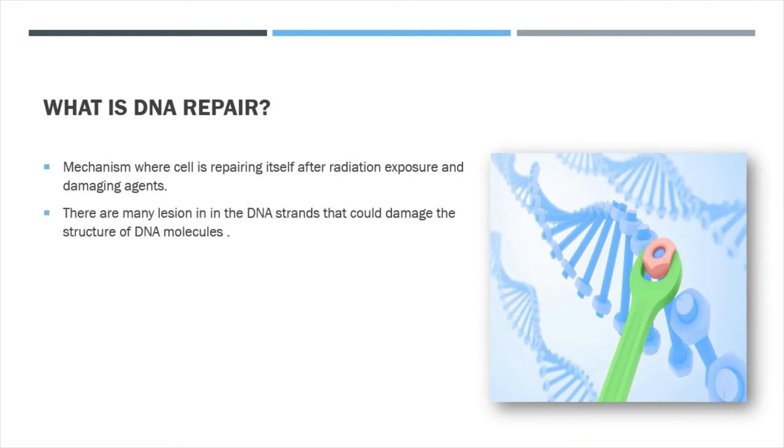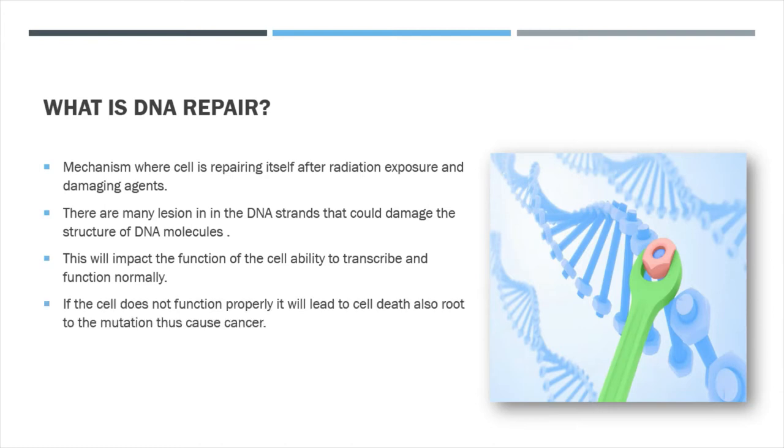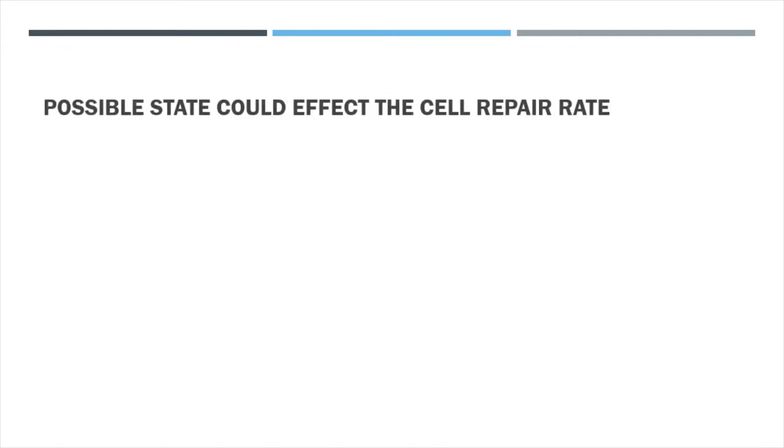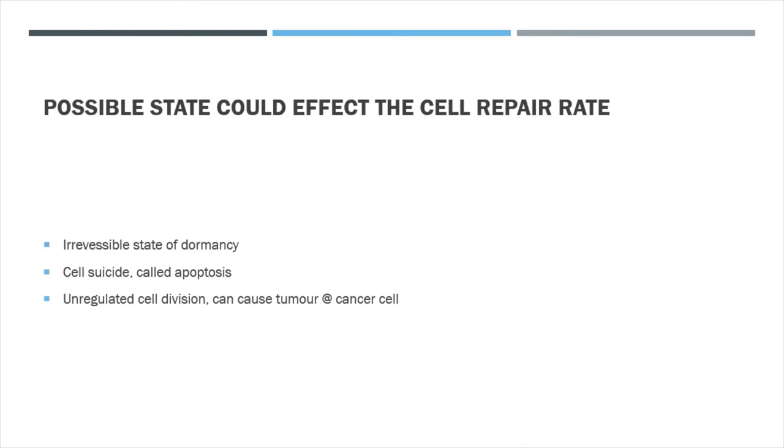There are many lesions in DNA that could damage the structure of DNA molecules and impact the cell's ability to transcribe and function normally. After that, they will lead to cell death and to mutation, and thus a cancer cell. The possible states that could affect the cell repair rate are irreversible dormancy, cell suicide called apoptosis, where a cell is programmed to kill itself after it is not functioning properly, and unregulated cell division, which can cause tumor and cancer cells later in the mitosis and meiosis phase.